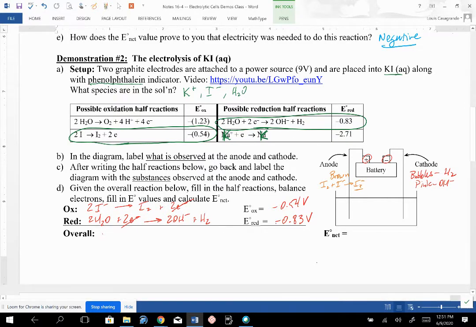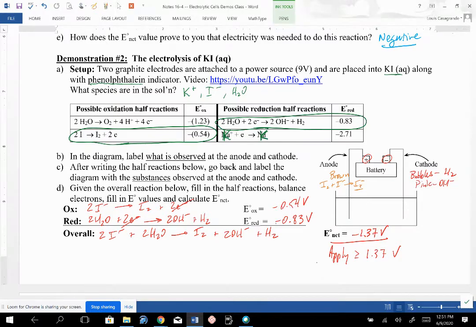So we've got our 2 iodide plus our 2 waters coming together to make iodine plus 2 hydroxides and H2. And the E naught, the overall voltage for that, is negative 1.37 volts. And again, that tells us that we needed to apply at least 1.37 volts. And I think our little 9-volt battery is more than enough to get that done.